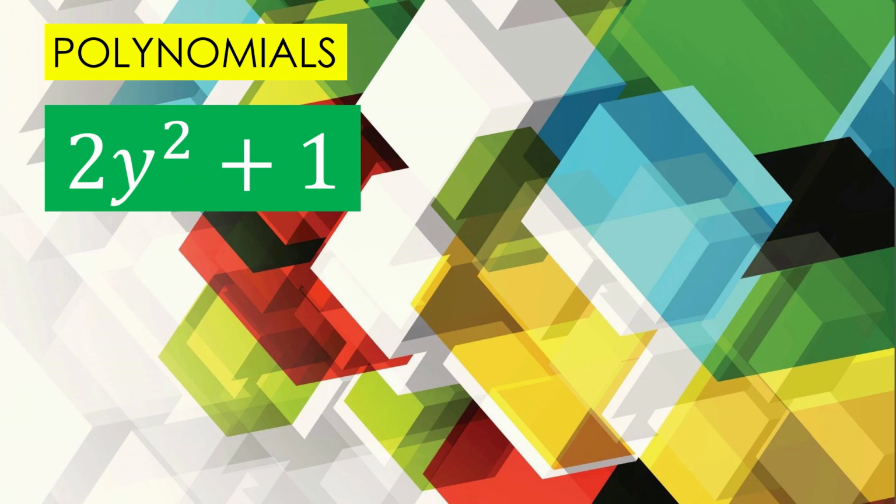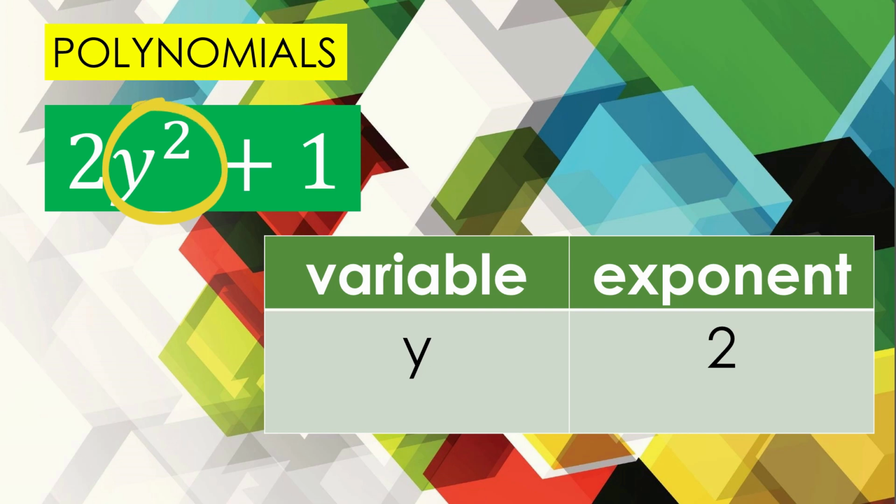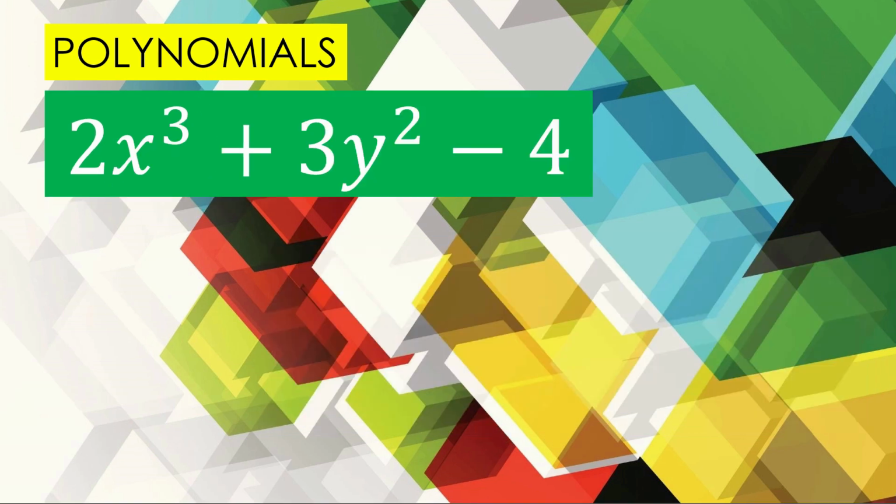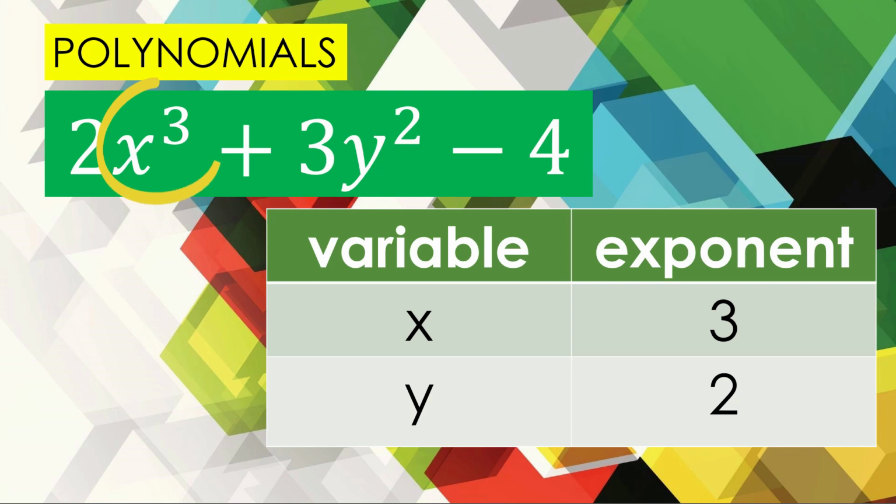2y squared plus 1. The variable here is y and its exponent is 2. 2x cubed plus 3y squared minus 4. We have two variables in this given. We have x and y. The exponent of x is 3 and the exponent of y is 2.